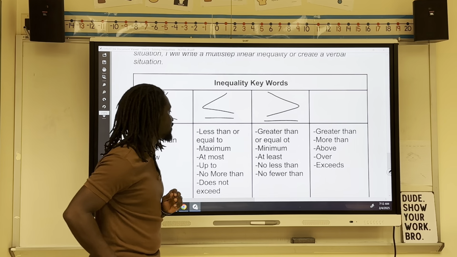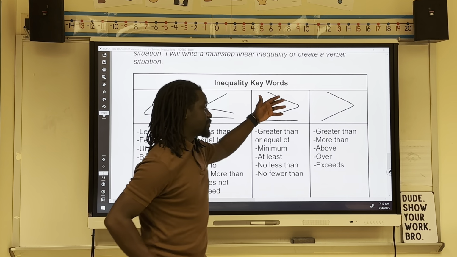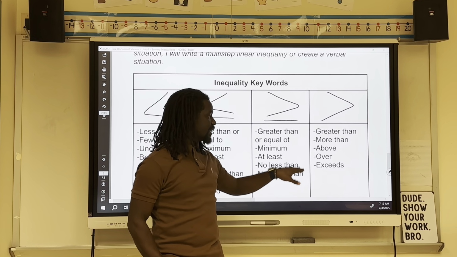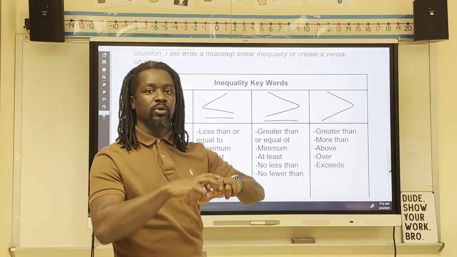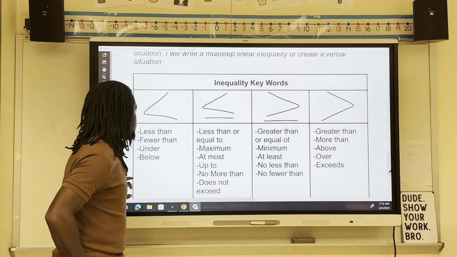And then lastly, we just have greater than. Some key words to help you with greater than are more than, above, over, exceeds. In all of those cases, it must be greater. It can't also be equal to that, it must be more than that.